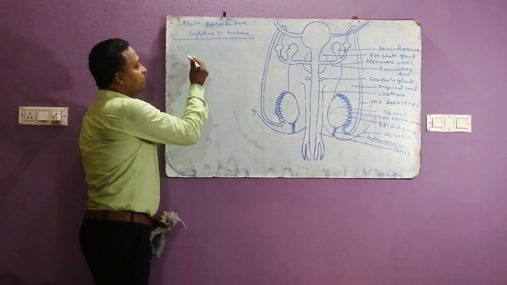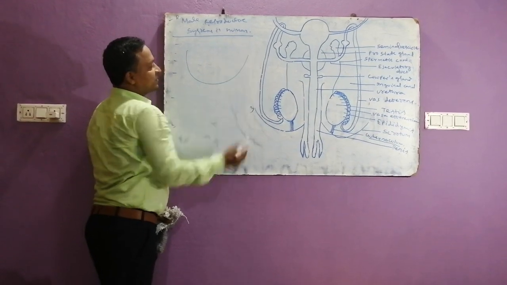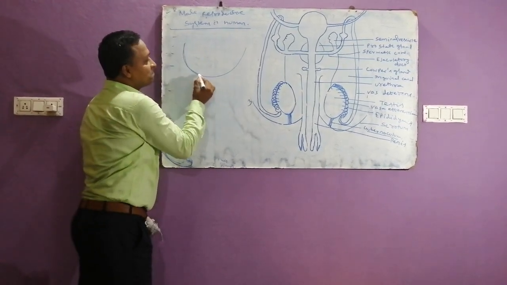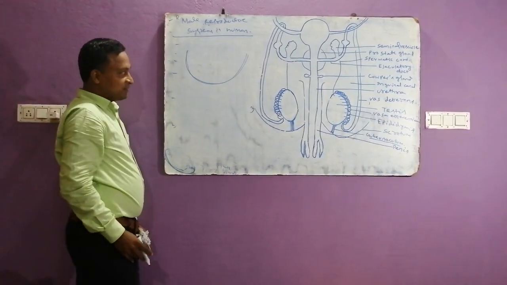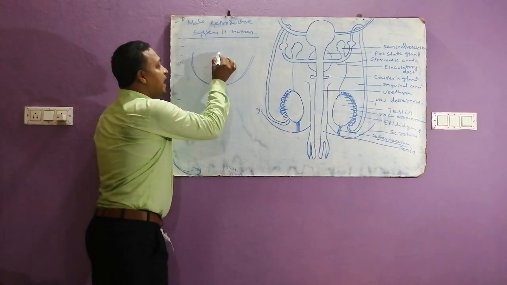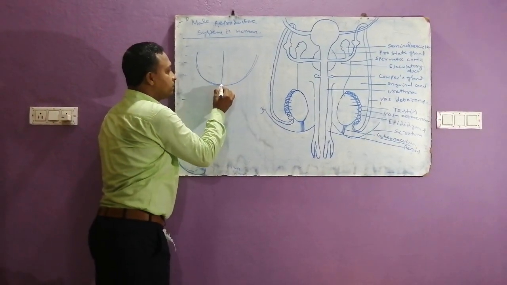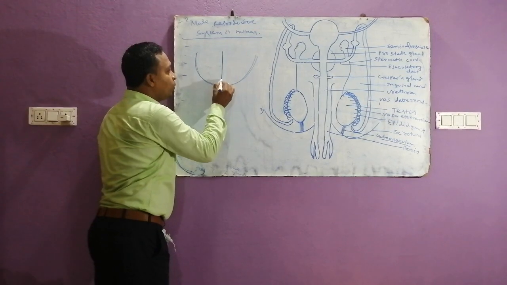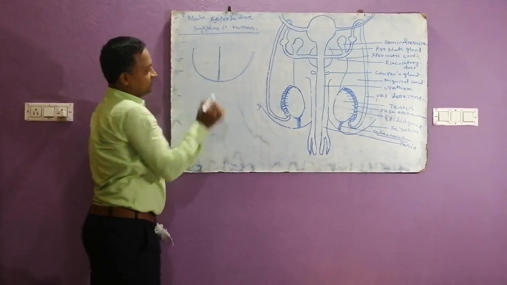Next, we are talking about the next point. The scrotal sac is called the scrotum. The scrotum is internally divided into two parts.